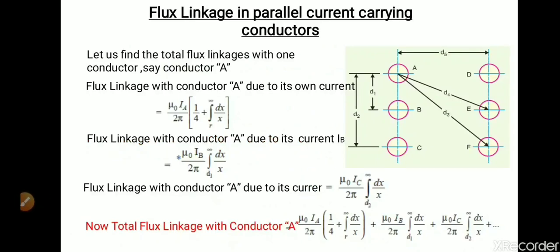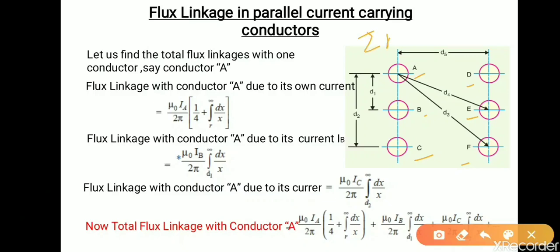Now we are going to discuss the flux linkage in parallel current carrying conductors. Here we are assuming parallel current carrying conductors A, B, C, D, E and F. Assume that conductor A is carrying a current IA, similarly conductor B is carrying a current IB, conductor C is carrying a current IC and so on. So we have to find the total flux linkage in the conductor A.